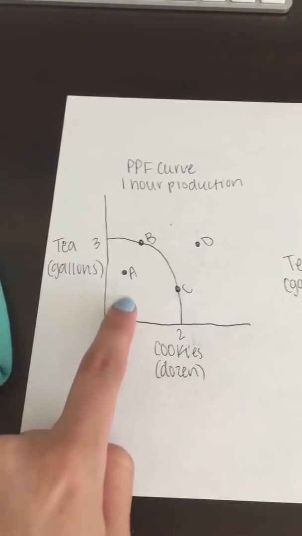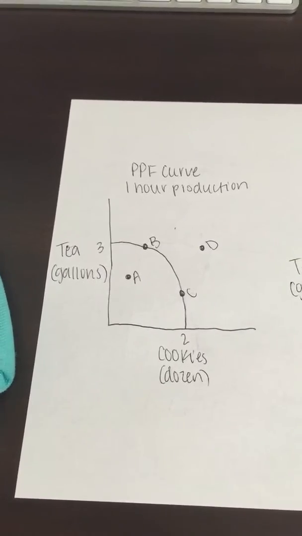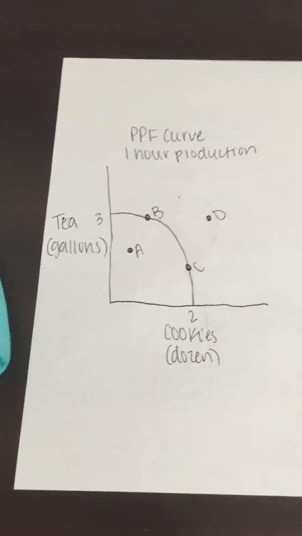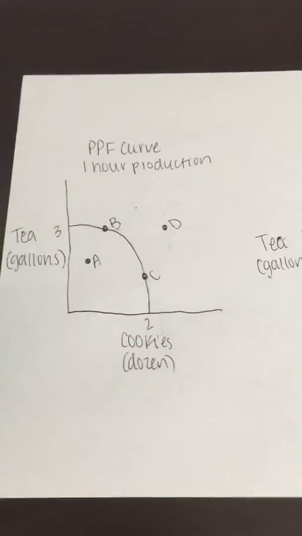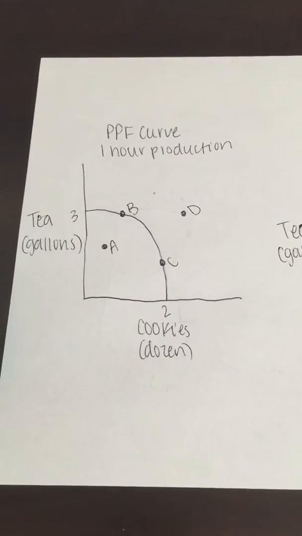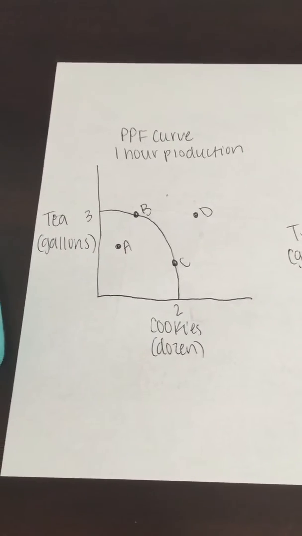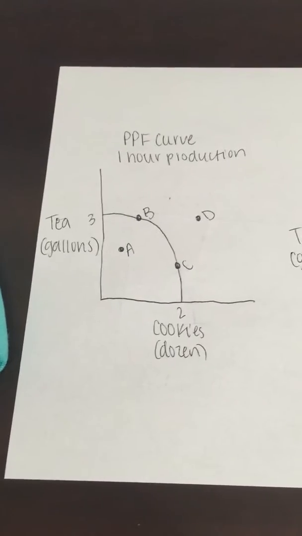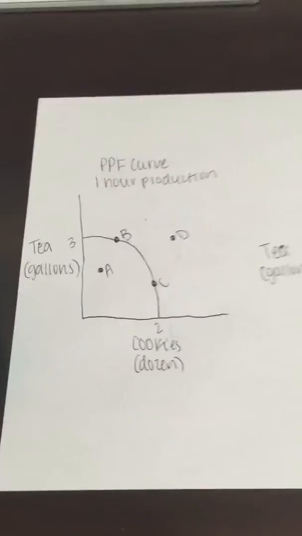Now point A that's inside of the curve, it's an inefficient output combination because you're not using all of your resources and technology to their fullest potential. But if you look at A, B, and C, you'll know that they're all feasible, even though some are inefficient and some are efficient. They're all feasible, but you'll notice that not all feasible points are efficient.